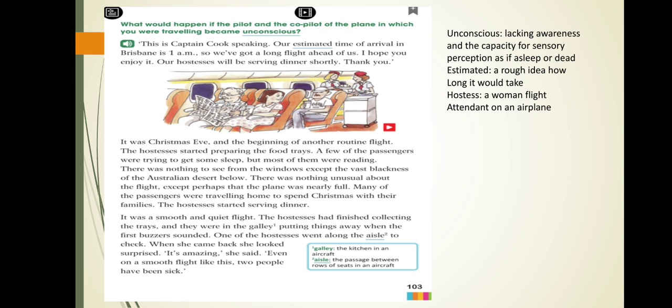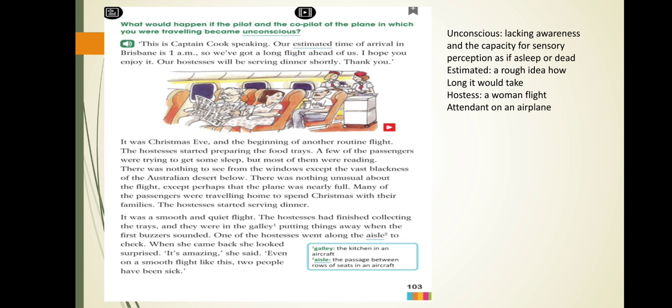So that is night time. Serving dinner, when we eat dinner, that is night. Correct? So it all suggests that it is a flight which is going to Brisbane. And where is Brisbane? It is in Australia. So they were about to serve dinner, which suggests that this flight was going to take off at night.